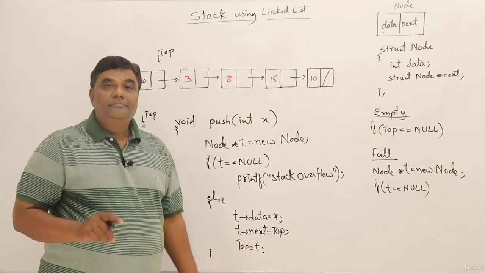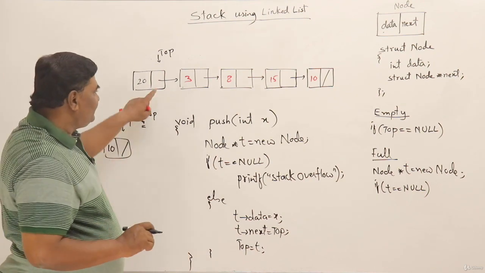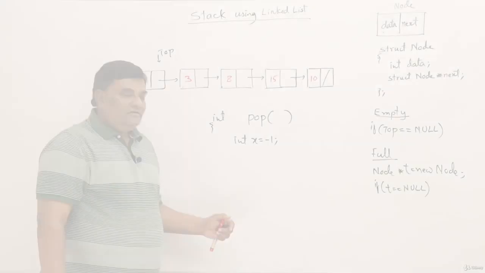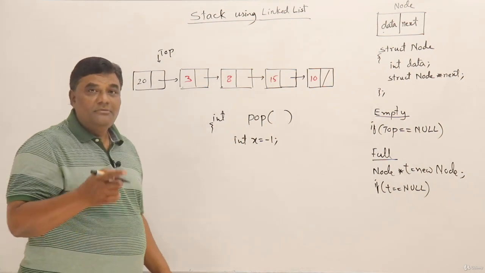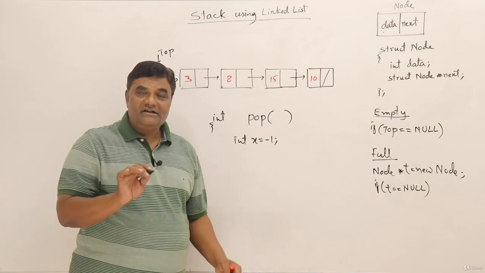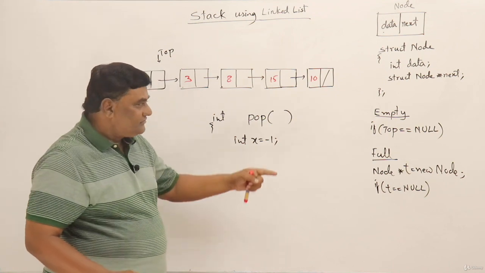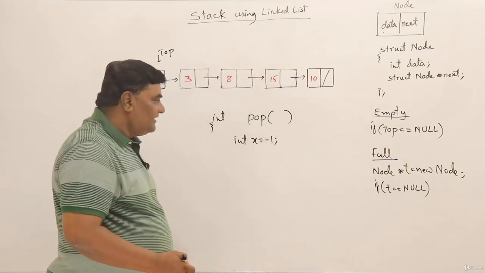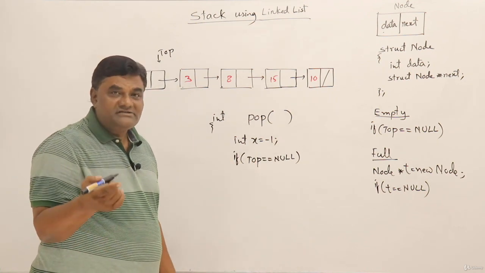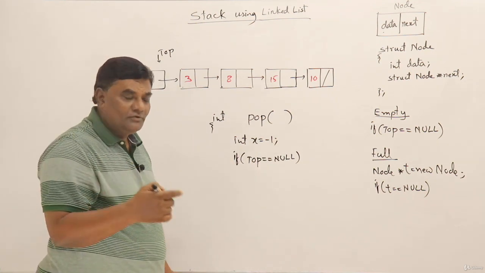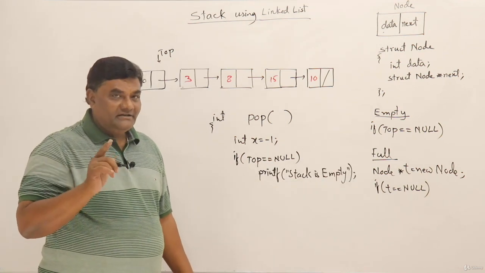Now let us look at the pop function, the deleting function. We know well that deletion is done from this side, so we will delete this node. Let us look at the pop function, how to delete. Actually we have to delete the first node, but before deletion we should check whether there are some nodes or not. If it is empty, we cannot delete any node. So check for this condition. I'll write here, if top is equal to null, then stack is empty or underflow. Printf stack is empty. Otherwise, we can delete a node.